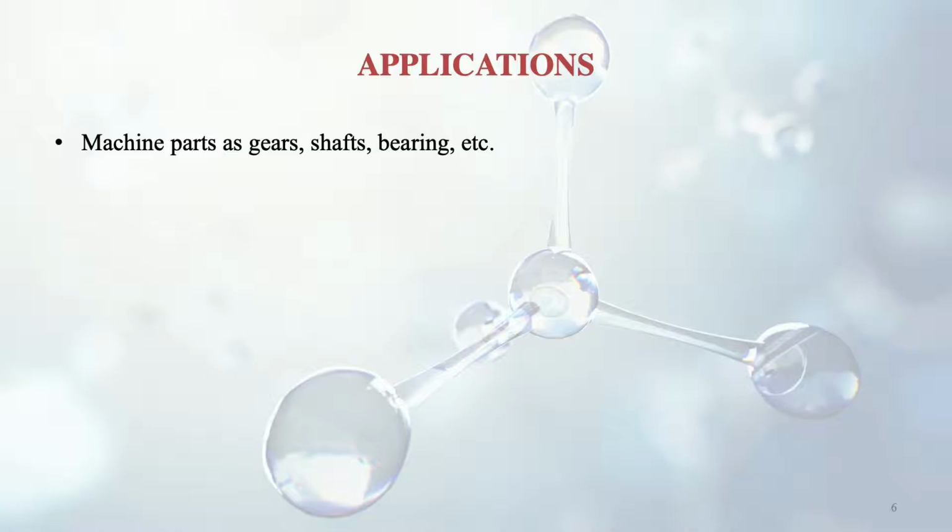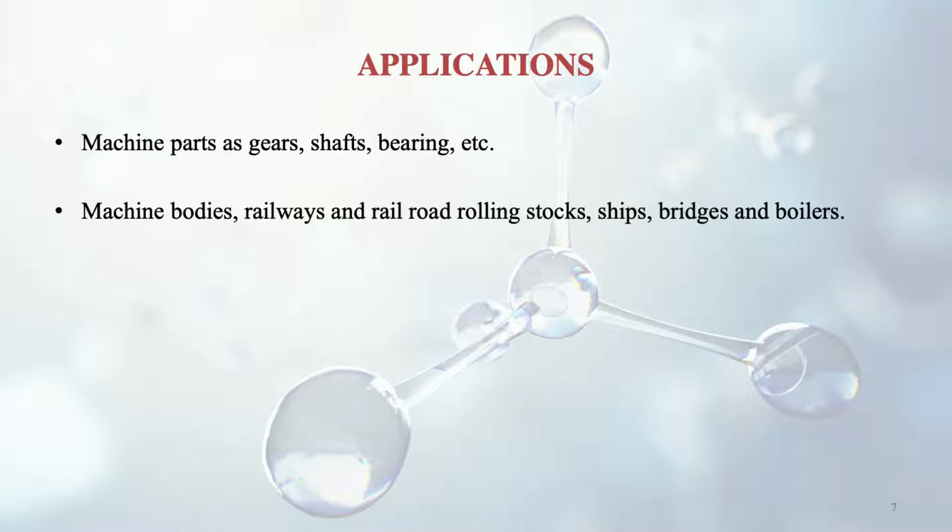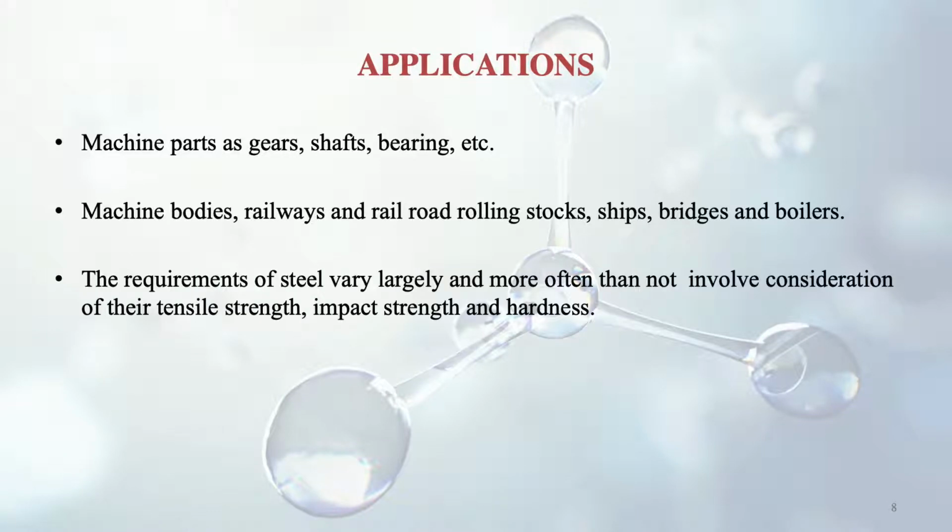So applications of steel, everywhere it is used. You can see it in common life applications also. Machine parts, like there are gears, there are shafts, bearings, everything. Machine bodies, railways and railroad rolling stocks, ships, bridges, boilers, so many examples are there. The requirements of steel very largely and more often than not involve consideration of their tensile strength, impact strength and hardness. So the properties of steel are such that make it so excellent for different kinds of uses.